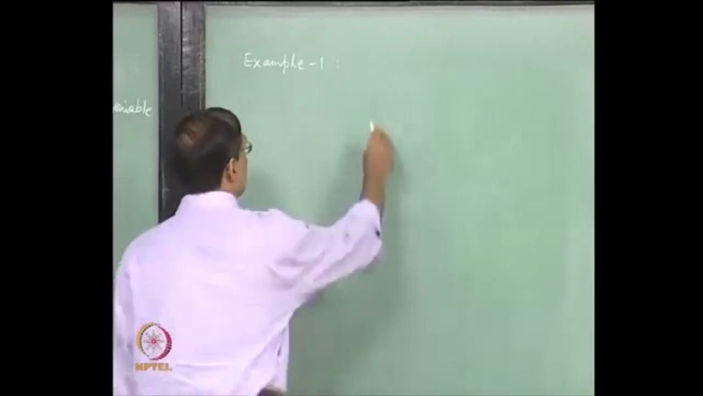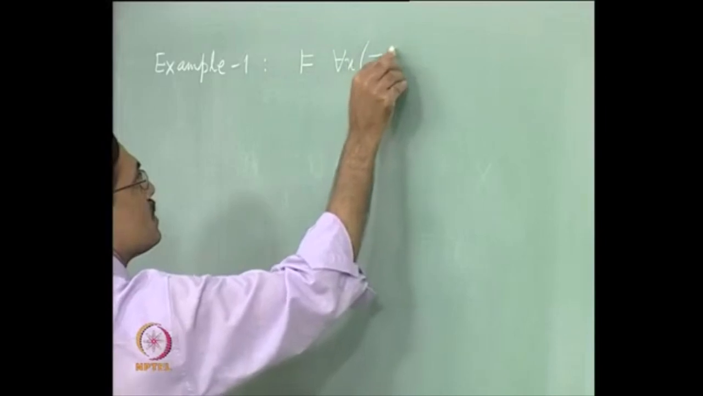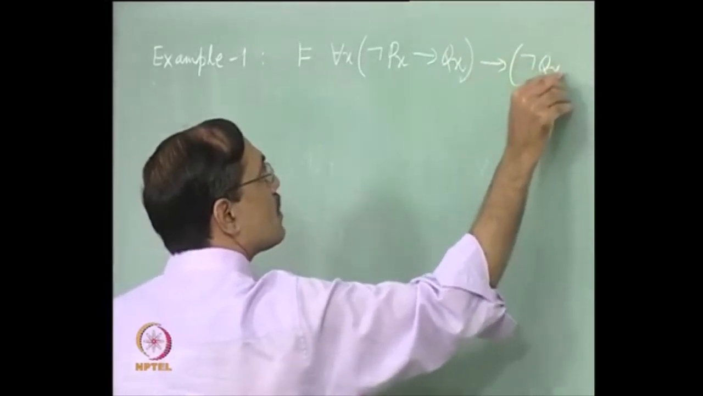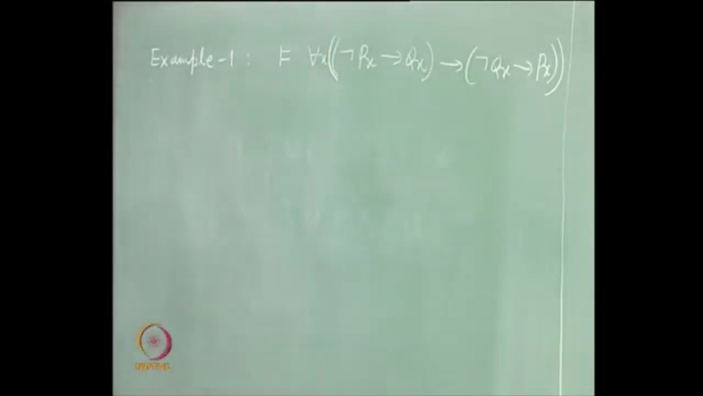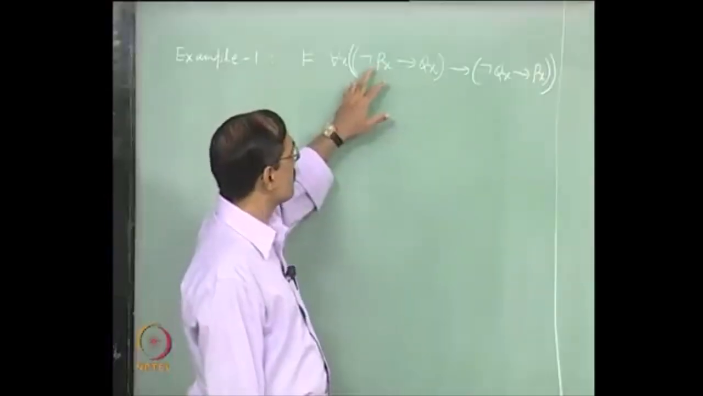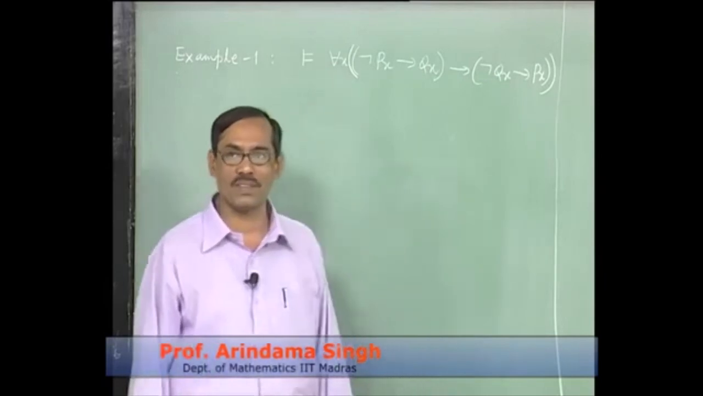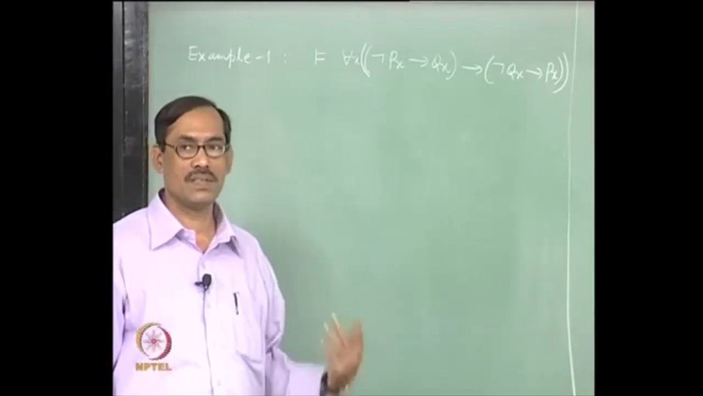Okay, let's take one easy example. Say, show that this sentence is valid. That should be easy. Okay. So how do you propose to go? See, look at the inside of this quantifier for each x. Think of not p implies q, implies not q implies p. That is a propositional tautology, right? Contraposition and double negation. Okay, so from a tautology, you should get it.